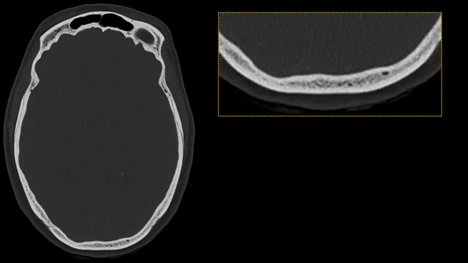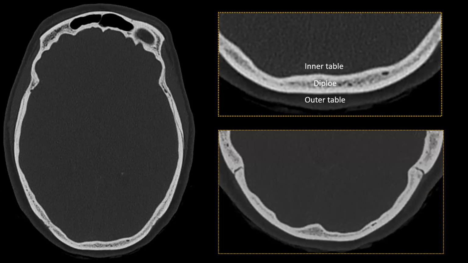To examine the skull on a CT, it is self-evident that we have to use a bony window. And if we magnify part of the skull like this, we can clearly see the several components of the skull. We can see that the skull consists of a very thick inner cortical layer called the inner table, a very thick outer cortical layer called the outer table, and in between we have trabecular bone called the diploe.